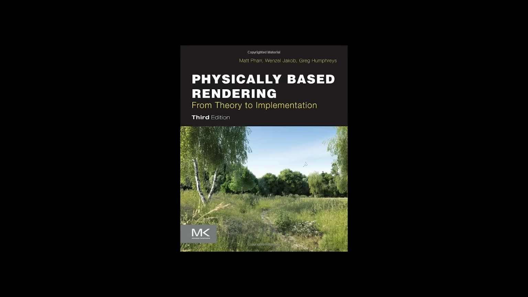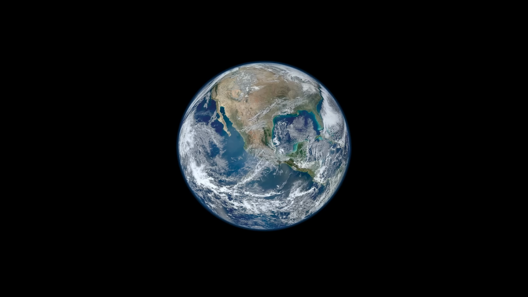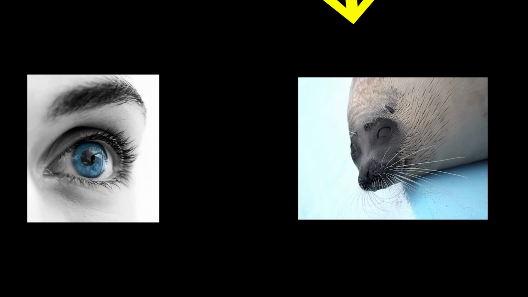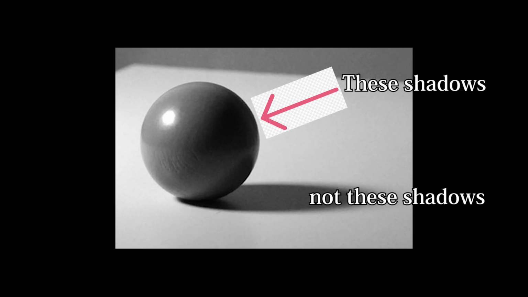In physically based rendering, all of the detail comes from lighting calculations in the shader because that's how the real world works. We see things because light bounced off of it and into our eyes. We use the normal vector, a vector orthogonal to the surface at any given point, to determine how lit a pixel should be, which is where shadows and thus detail comes from.